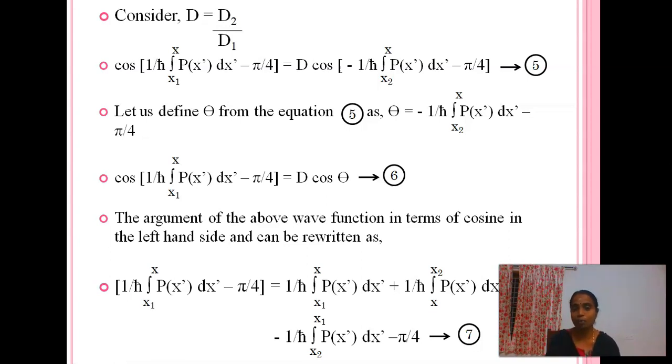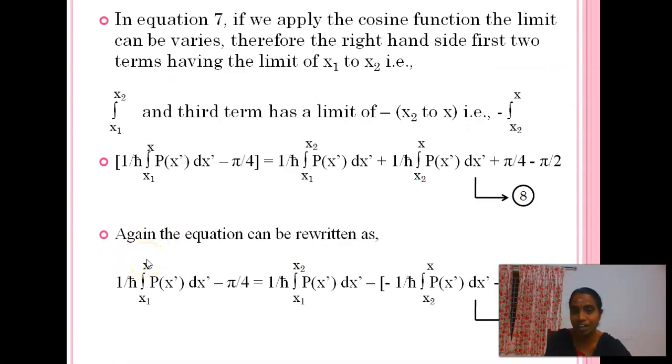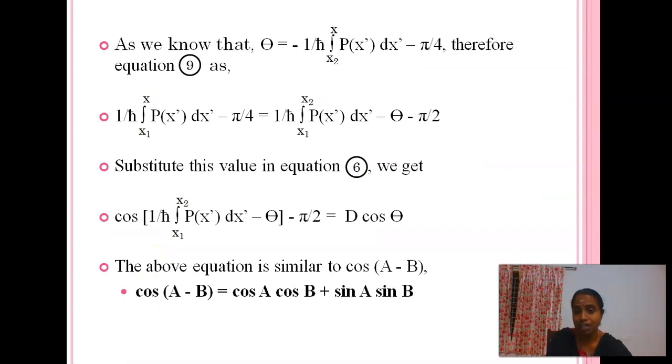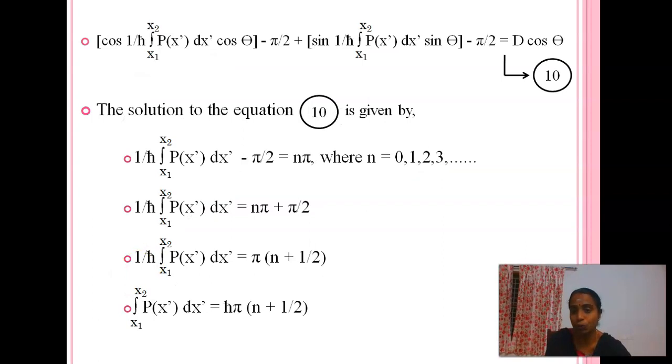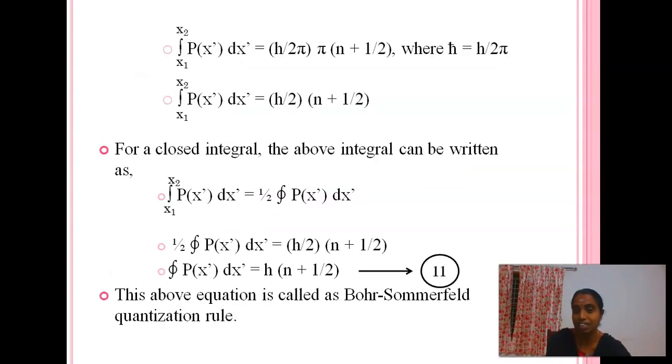The argument of the above equation gives the cosine on the left-hand side and can be written as equation 7. Finally, from equation 7 we can derive all these equations, and we have derived the equation for regions 1, 2 and 3 for the different energy levels. For the closed integral, the final equation is equation 11, with h cross of n plus half. We know that for a simple harmonic oscillator the energy is h cross times n plus half, and the Bohr formula we studied in atomic physics is also E equal to h cross into n plus half.